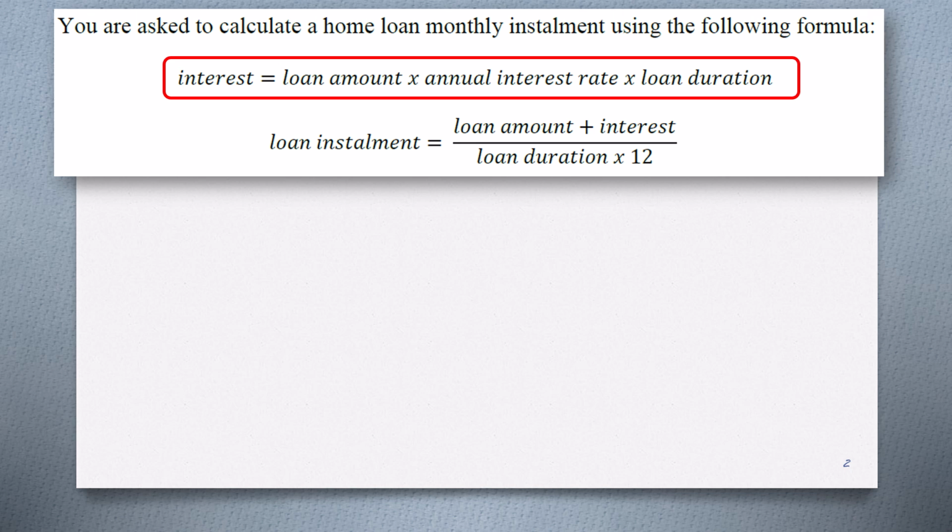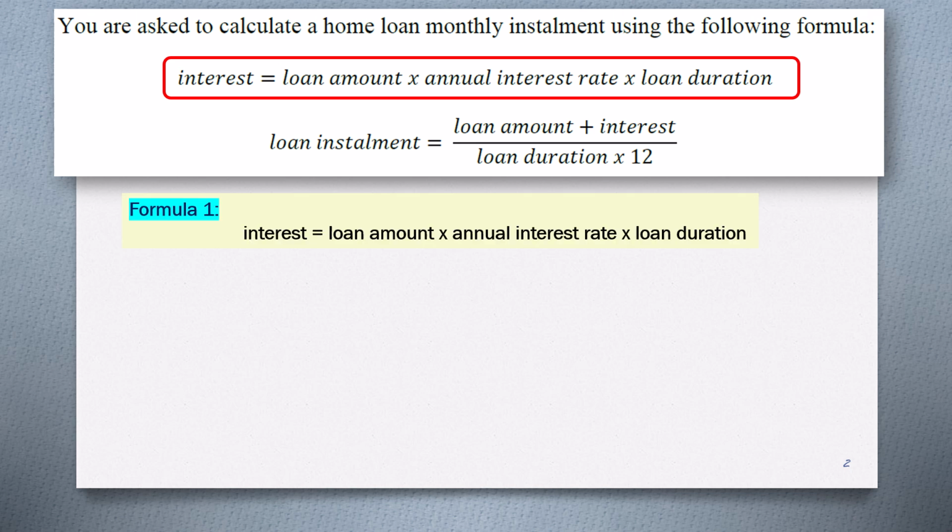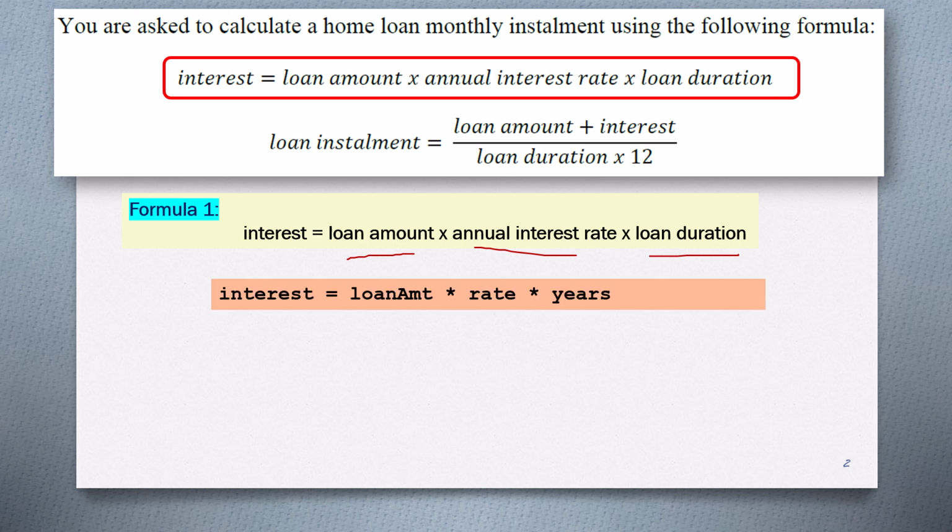So the first formula given to you requires you to multiply three values: the loan amount, the annual interest rate, and also the loan duration. So in order for you to be able to translate this into a C++ statement, then you have to use the variables, like the loan amount.